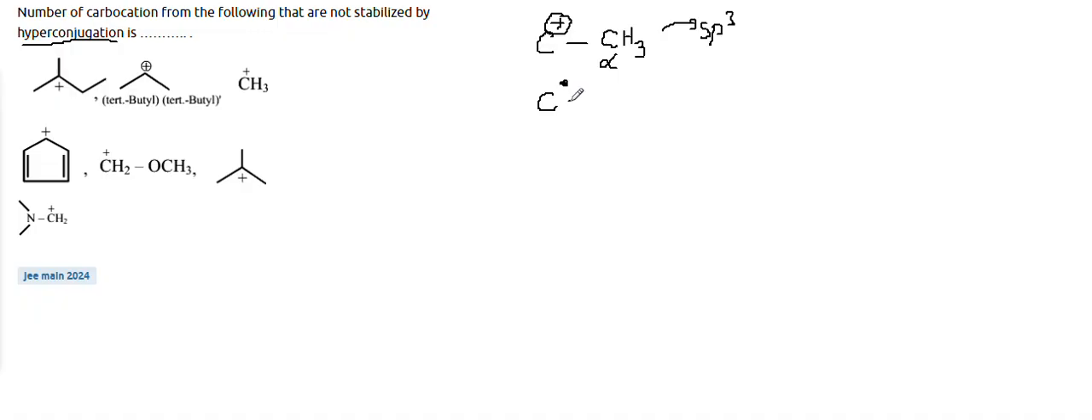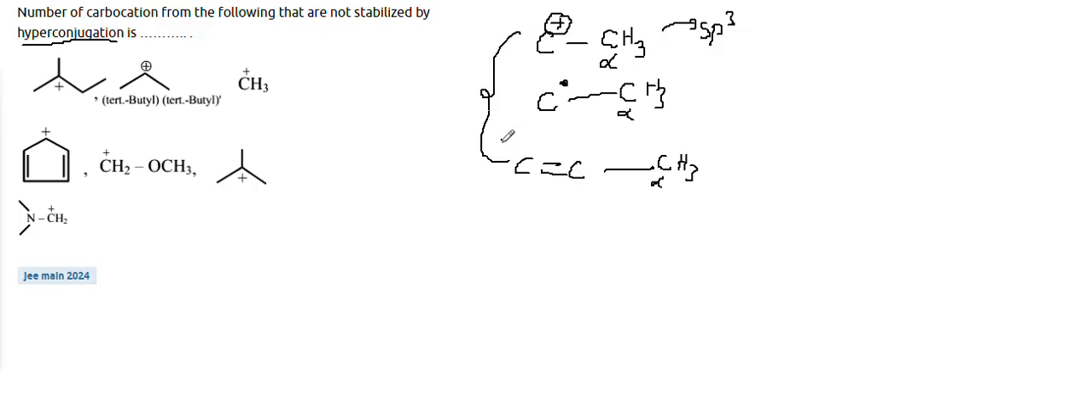Here also an alpha carbon is present, and this alpha carbon at least contains one hydrogen. And also C double bond C, with pi orbitals, should contain an alpha carbon, and this alpha carbon should contain at least one alpha hydrogen. These are the conditions to show hyperconjugation. But in this question they ask only about carbocation hyperconjugation. Okay, we can take the first one.